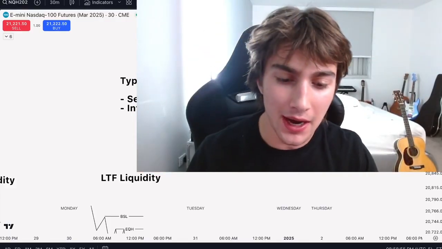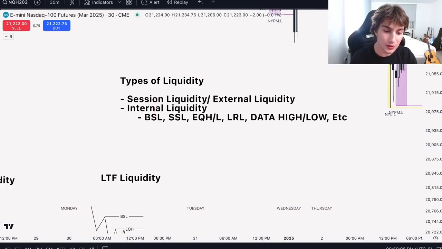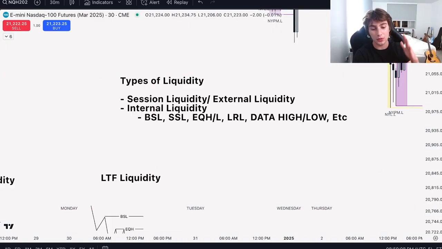All right, whatever. Anyways, so we just went over liquidity, but now we're going to go over types of liquidity. You already have the foundational understanding of what liquidity is, which is essentially just where a lot of orders are resting. Those orders need to be filled, therefore price trades to that level and liquidity is swept, and then the real move is initiated. It all sounds so complicated, but it's really not.